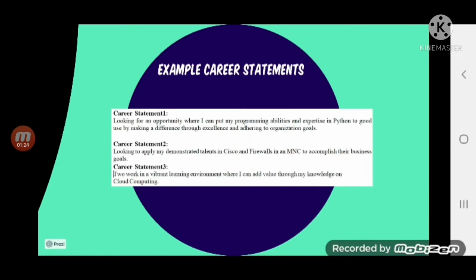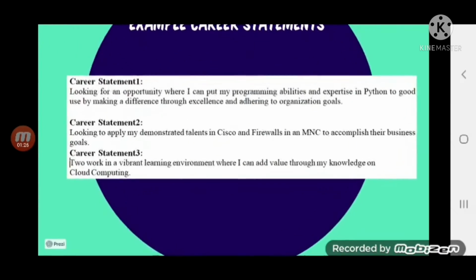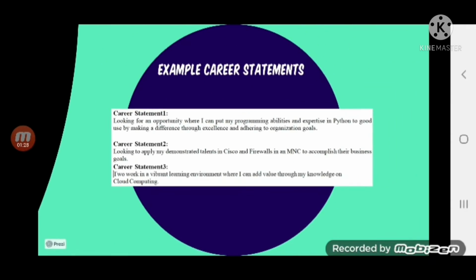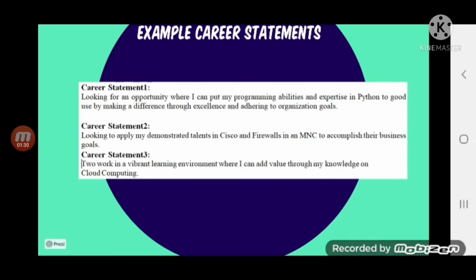Let us go through these career statement examples, which may not suit everybody but carry the essence of these career statements which are shown here. First sample career statement says, looking for an opportunity where I can put my programming abilities and expertise in Python to good use by making a difference through excellence and adhering to organization goals.